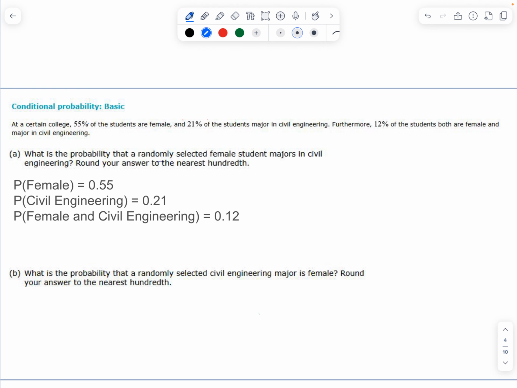At a certain college, 55% of the students are female, 21% major in civil engineering, and 12% are both female and major in civil engineering. All right, so here's the question. What is the probability that a randomly selected female student majors in civil engineering? Round your answer to the nearest hundredth. So that's 2 decimal places.